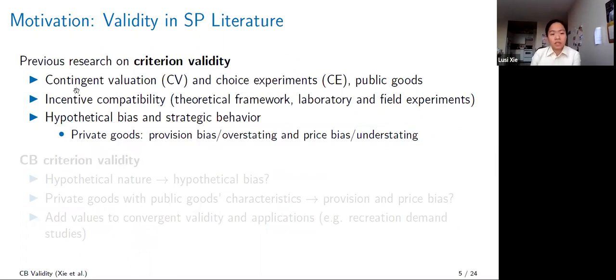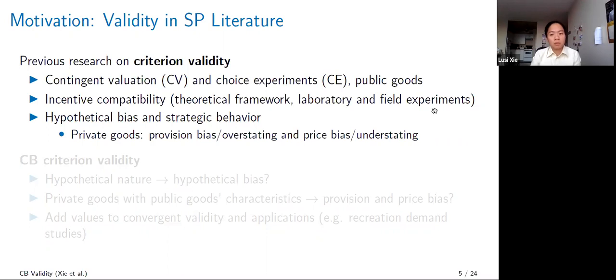Previous research focuses mostly on contingent valuation and choice experiments, especially to value public goods. And lots of effort has been put into the discussion on incentive compatibility, both theoretically and empirically, because the biggest criticism of the static preference methods is that they are not incentive compatible. And it's also a very important requirement for a criterion to be used in the validity assessment.